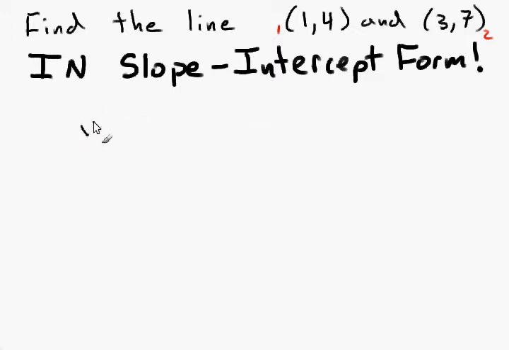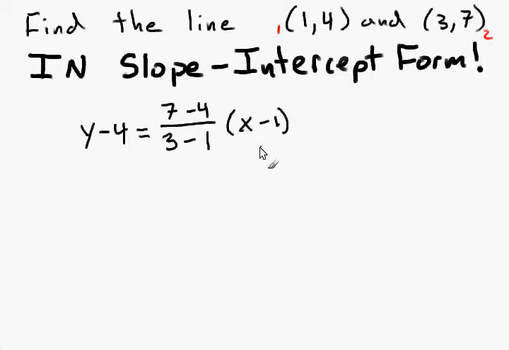So we're going to have y minus y1. That's 4. And that's going to be equal to y2, or 7, minus 4, divided by our second x coordinate, 3, minus the first, that's 1, times the quantity x minus 1. Okay. Next, we're going to simplify the slope fraction. 7 minus 4 is 3. 3 minus 1 is 2. We're not going to be able to simplify that anymore.